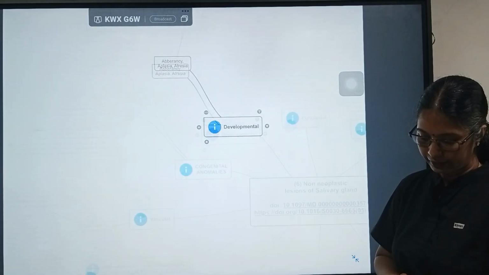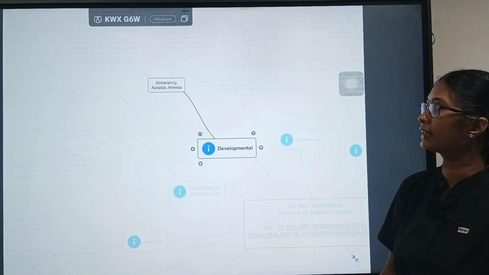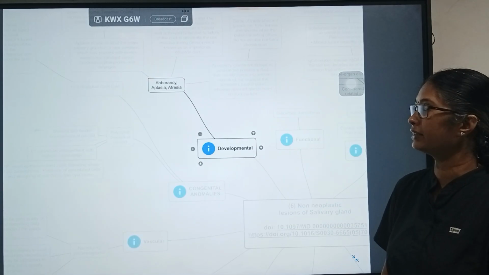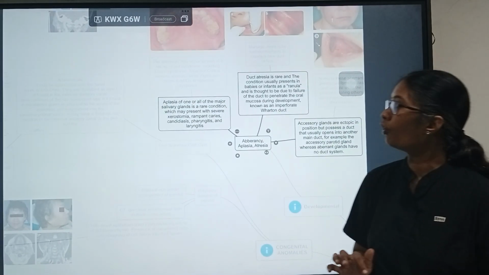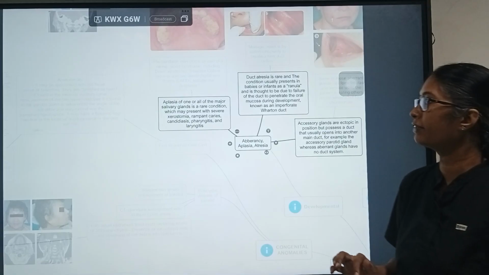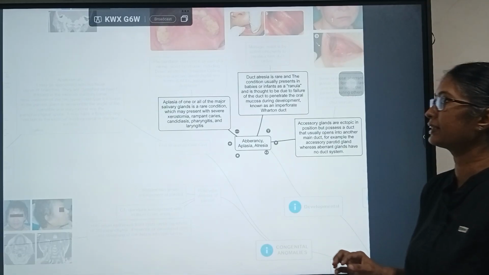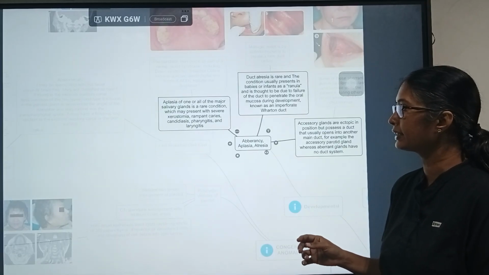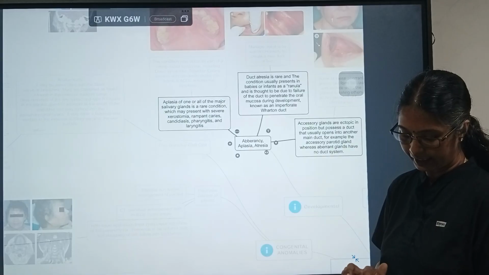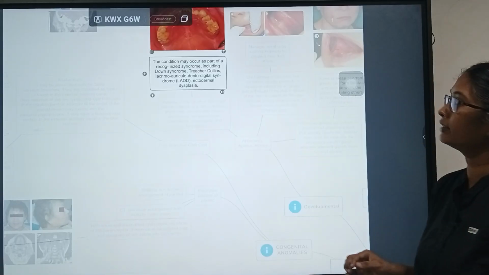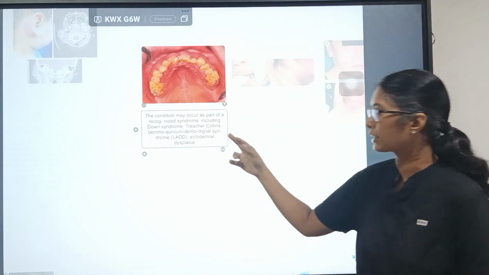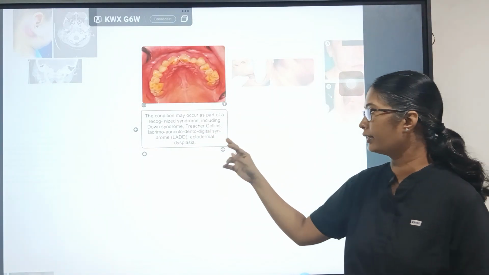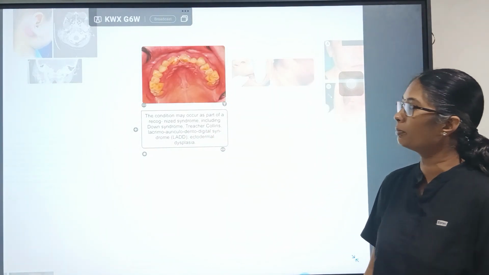Next, the developmental lesions. In developmental lesions of the salivary gland, we have aberrancy, aplasia and atresia. Aplasia of one or all of the major salivary glands is a rare condition which may present with severe xerostomia, rampant caries, candidiasis, pharyngitis and laryngitis. The condition occurs as part of a syndrome, mostly Down syndrome, Decapolis syndrome, lacrimo-auriculodental-digital syndrome and ectodermal dysplasia.